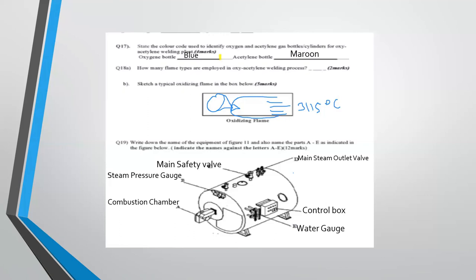So we have a control box or a control panel. The control box is an electrical gadget which sends information to the attendant or the operator. So you see lights and other indicators on it.